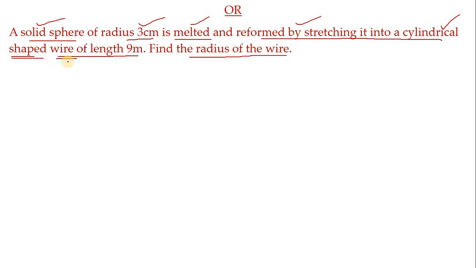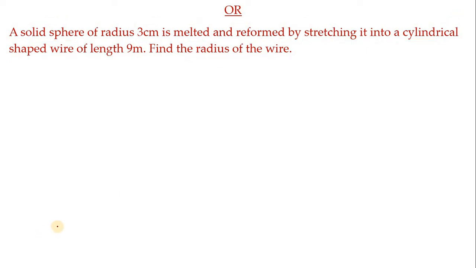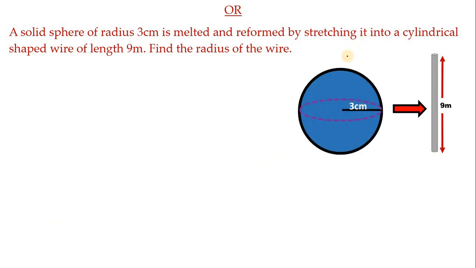Means here the conversion of sphere into cylinder is taking place. So the length of that cylinder is 9 meter. Now we have to find the radius of the wire. The radius of the wire is nothing but the radius of the cylinder we have to find. First, let me draw a suitable figure, children. So here I have drawn the sphere. Sphere radius is given, that is 3 centimeter, and this is a cylindrical wire. Its height is given, that is 9 meter.